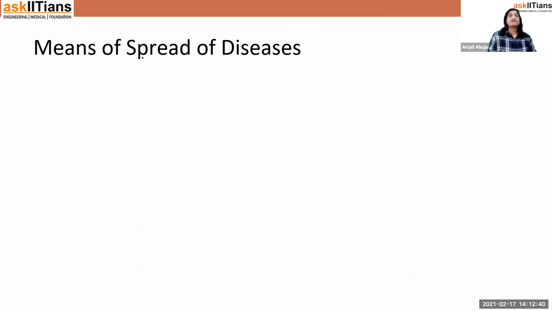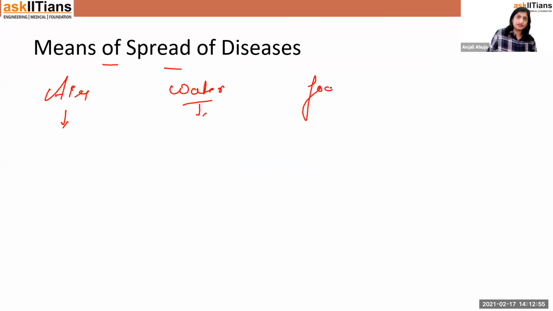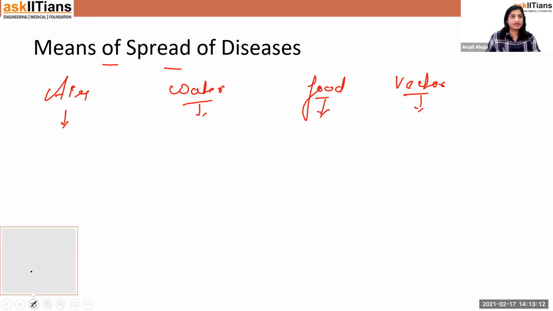First is the means of spread of disease. If any disease is there, how is it going to spread? There are many means. For example, air, water, food, and vector. Vector means the carrier of the disease. Let's have a little discussion because these are very easy topics, I feel, but still we are going to have a little discussion on this. Let me just change the pen color. Black.